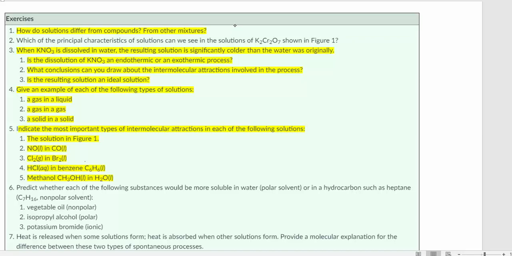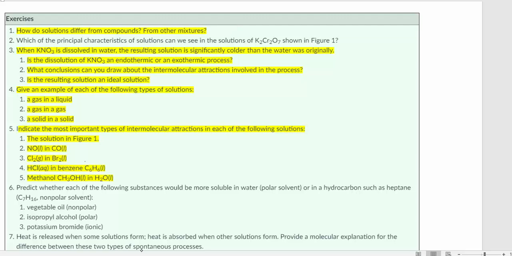Number 1, how do solutions differ from compounds and from other mixtures? A solution can have varied composition. For example, a little bit of salt in water is still salt water, and a whole lot of salt in water is also salt water. Now, from other mixtures, solutions differ because, like a chocolate chip cookie is a mixture, it is not a solution. It's not a homogeneous mixture.